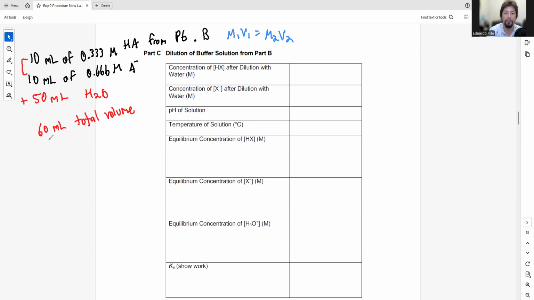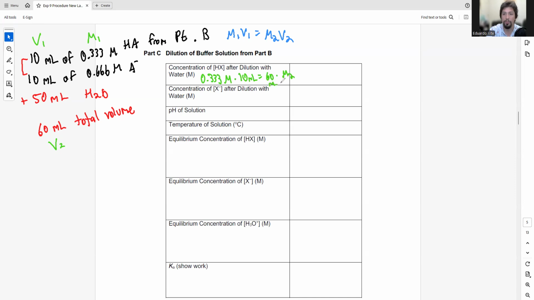So now that we do that, we can actually go ahead and do the dilution calculation once again. We have our M1s right over here for both of them, and we have our V1 for both of them. Here we have our V2 for both of them. So for this one, it's just going to be M1, 0.333 molar, times V1, which was 10 milliliters, is equal to M2, we don't know yet, times V2. V2 is going to be 60 milliliters.